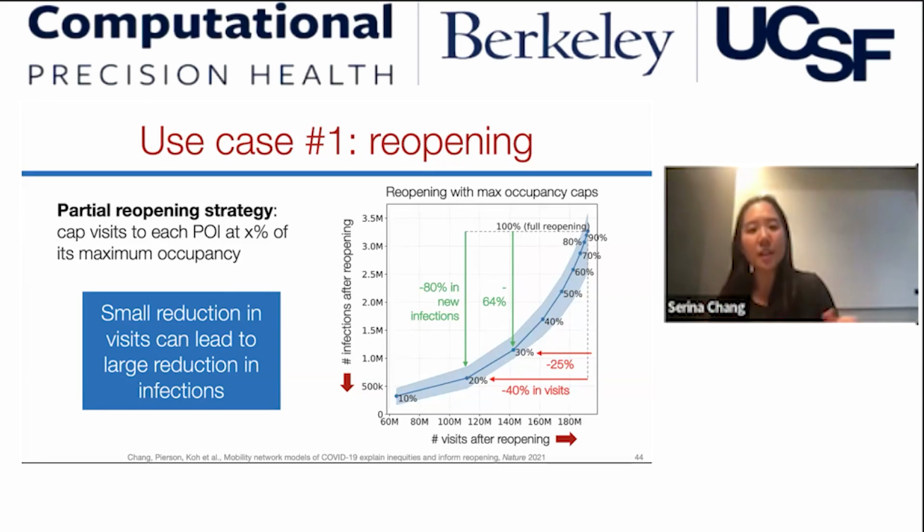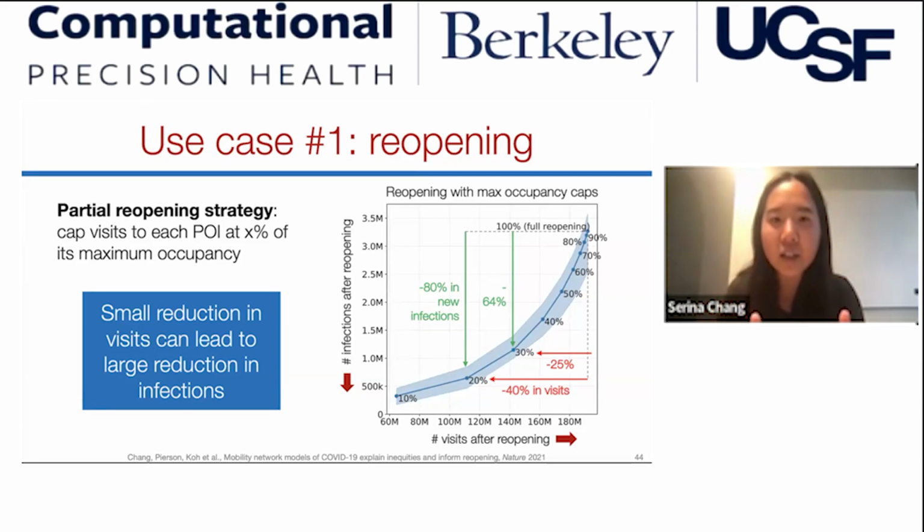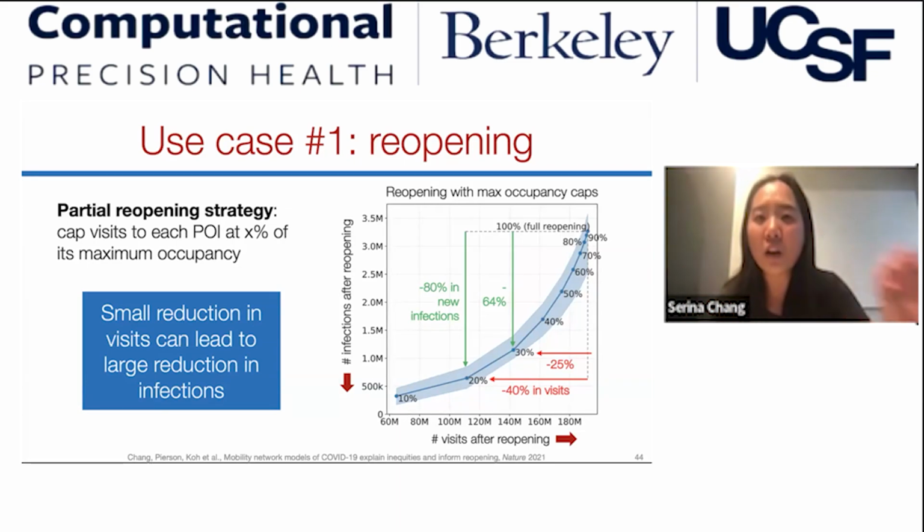And the reason this works is because, again, you're exploiting heterogeneity. You're exploiting the fact that most POIs are not getting to their maximum occupancy or even some percentage of it. So for all of those POIs, you can have business return as usual. And then only for the POIs that are hitting more their high density risky hours, you selectively reduce visits from those POIs in those hours. And so you get a lot of bang for your buck, essentially.